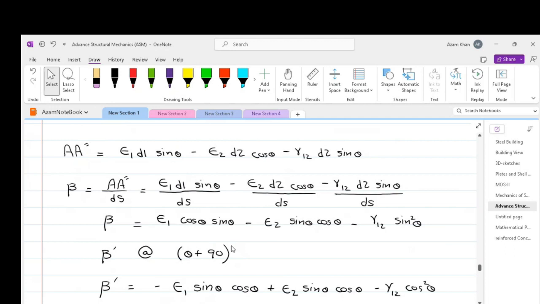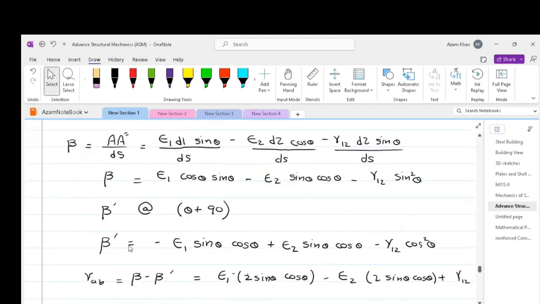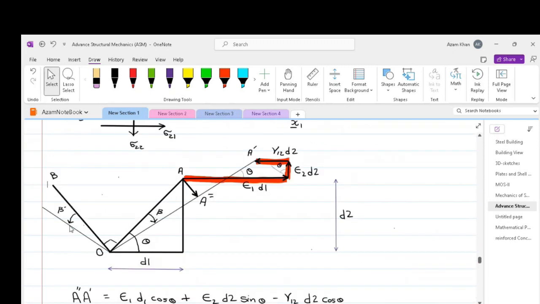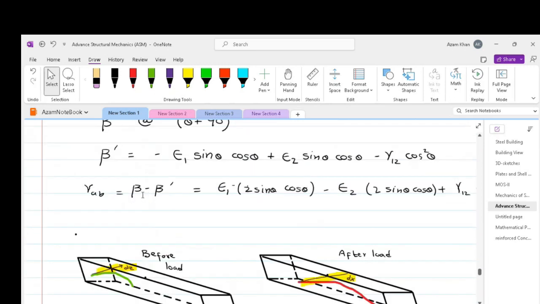So plugging theta plus 90 degrees in the beta equation, we get beta dash as minus strain 1 sine theta cos theta minus strain 1 sine theta cos theta plus strain 2 sine theta cos theta minus gamma 1 2 cos square theta. Please note that beta and beta dash rotate in the opposite directions. So their absolute sum is equal to their algebraic difference. That's why the absolute sum is taken as beta minus beta dash.